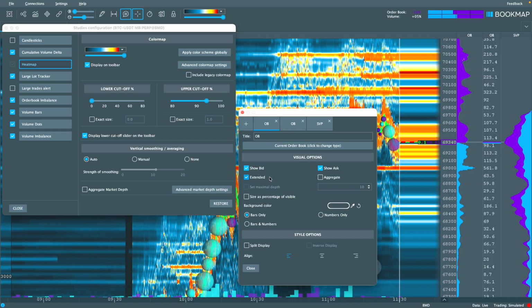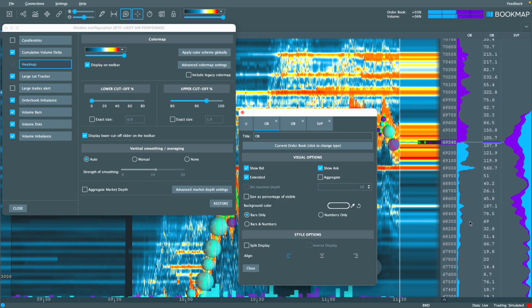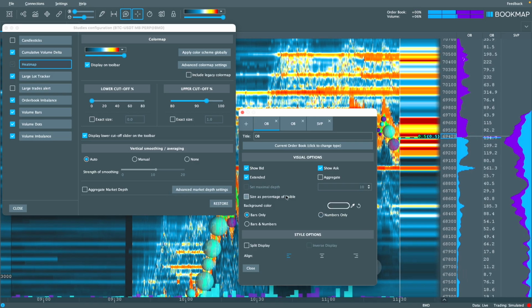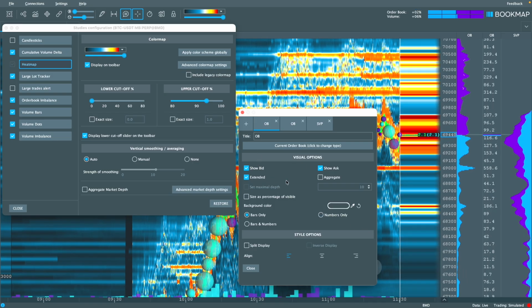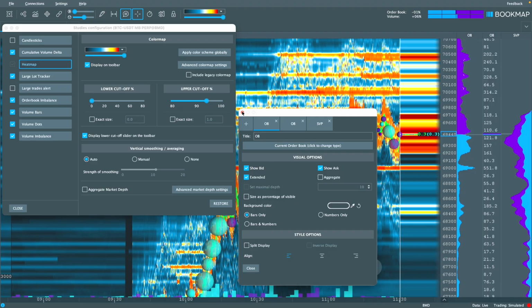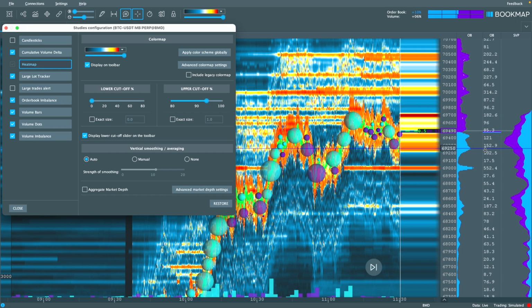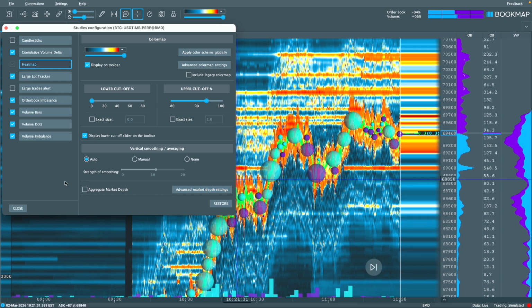We enable both the bid and ask sides, and we also extend the depth beyond just the best bid and ask so that we can observe the broader structural positioning of liquidity. At this point, you can start to observe the interactions on the order book as you watch market orders or the bubbles collide with resting liquidity on the heat map and how the order book reacts there.